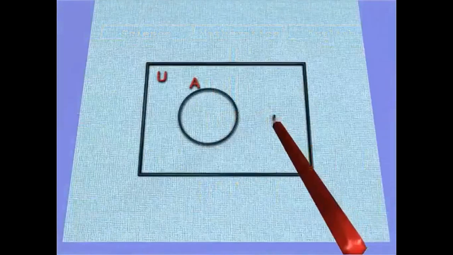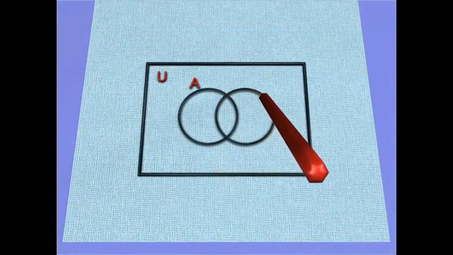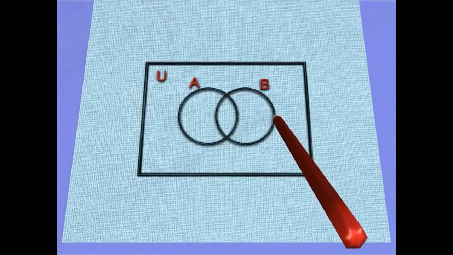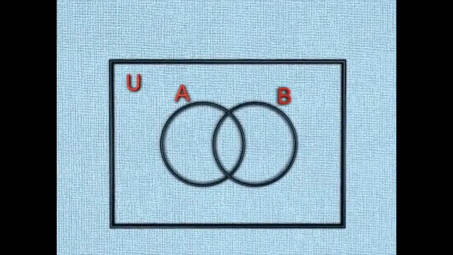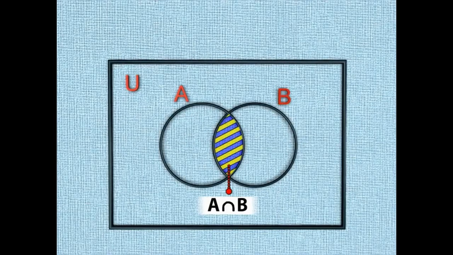Now, draw a circle such that it overlaps some part of set A. Name it as B. The common region of intersecting circles shows a set A intersection B.